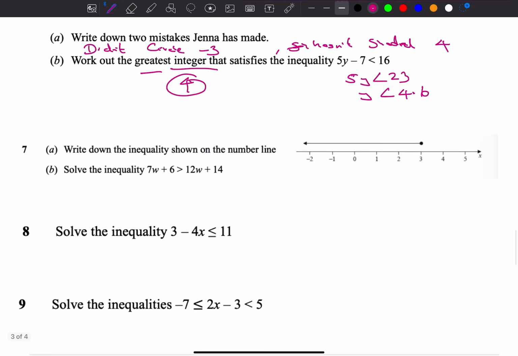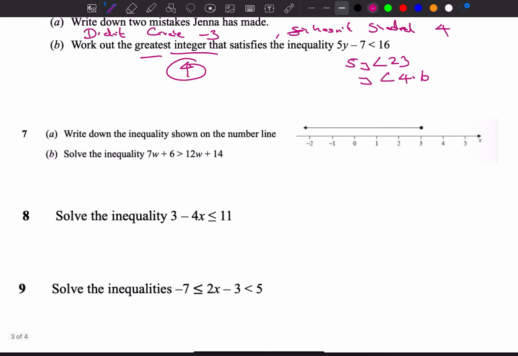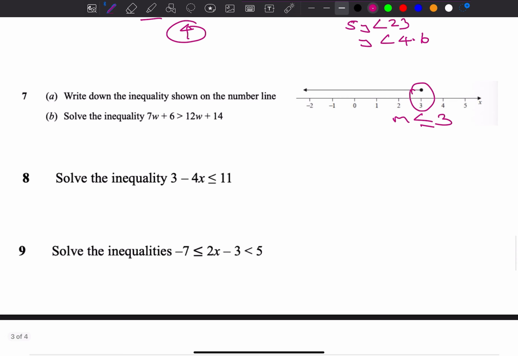Next one. The inequality that's shown here, x or whatever letter, is less than, because it's pointing to the left, and equal to, because it's shaded, 3. Okay, straightforward. Next one.